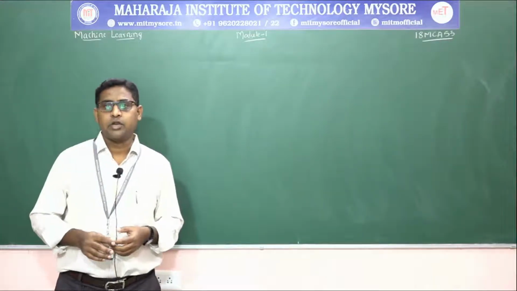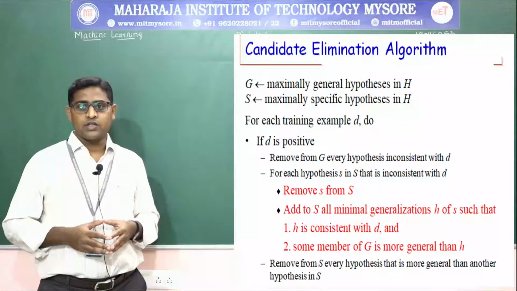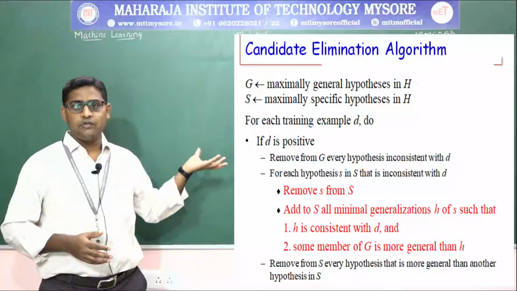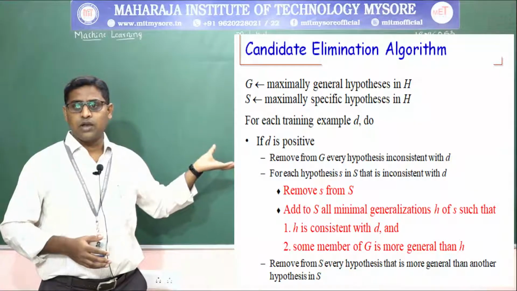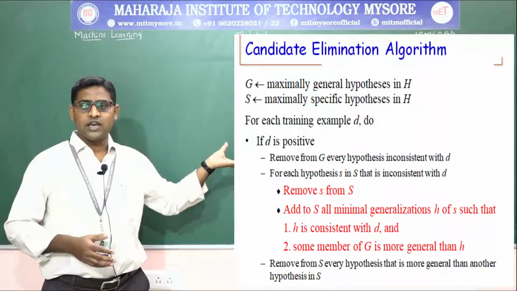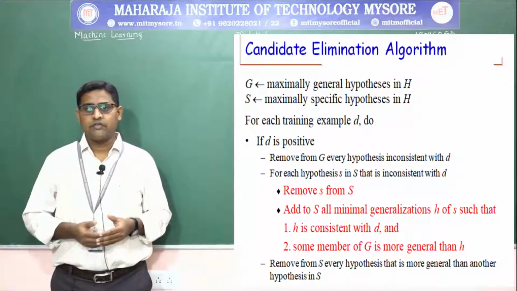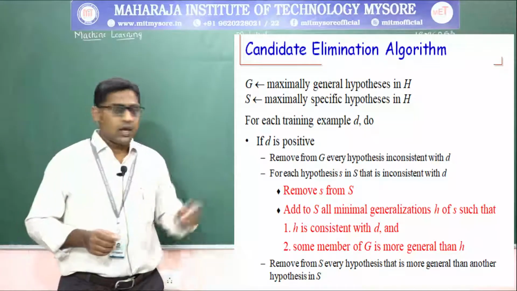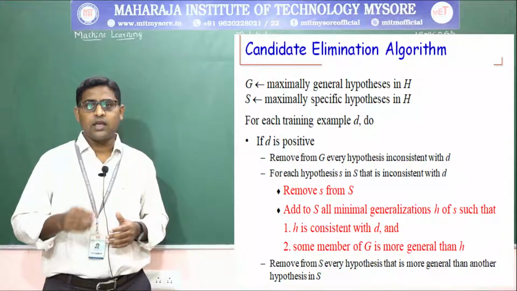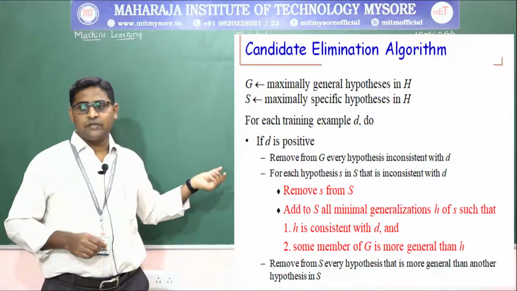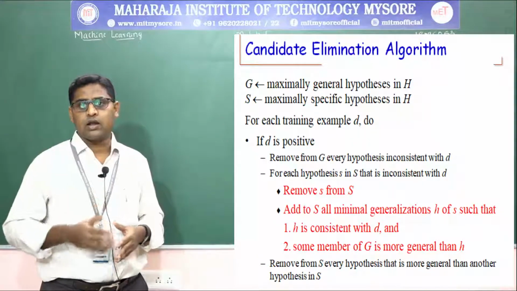Now we are going to define the candidate elimination algorithm. G is the maximally general hypothesis in H and S is the maximally specific hypothesis in H. For each training example d, if d is positive, then we need to remove from G any hypothesis which is inconsistent with d, that is the data set. For each hypothesis s in S that is inconsistent with the data set D, we need to remove s from S. Then we add to S all the minimal generalizations h of s, such that h is consistent with the data set D and some member of the general boundary G is more general than h. Then we remove from S every hypothesis that is more general than another hypothesis present in S. This algorithm we have discussed very briefly in our candidate algorithm session.